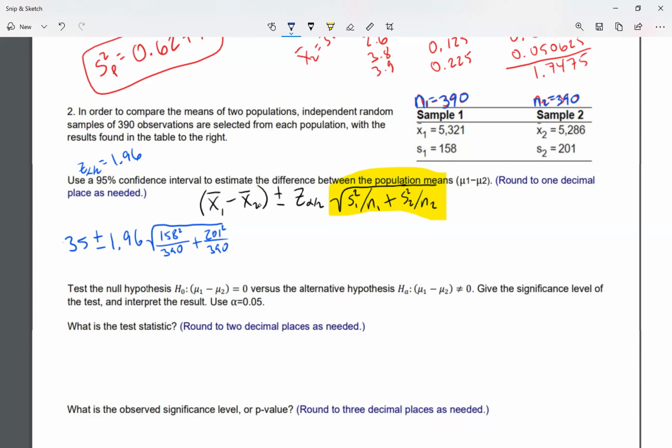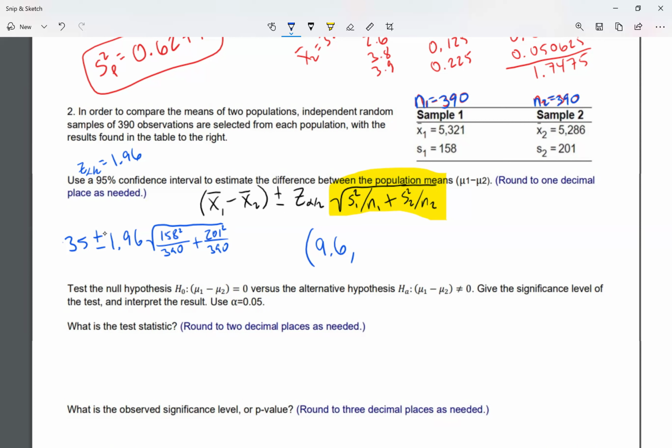Okay, for the low number, I'm gonna use minus. So I'm gonna go 35 minus 1.96 times, and then I do my square root, 158 squared divided by 390 plus 201 squared divided by 390. I press enter. My answer, let me round it to 1 decimal place, and I'm gonna get, my lower number is 9.6. Make sure you type it on a calculator. Make sure you get the same number that I did.